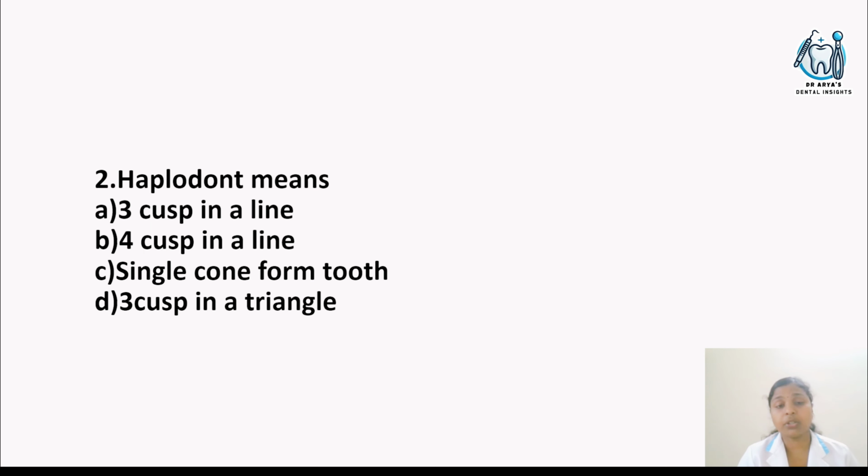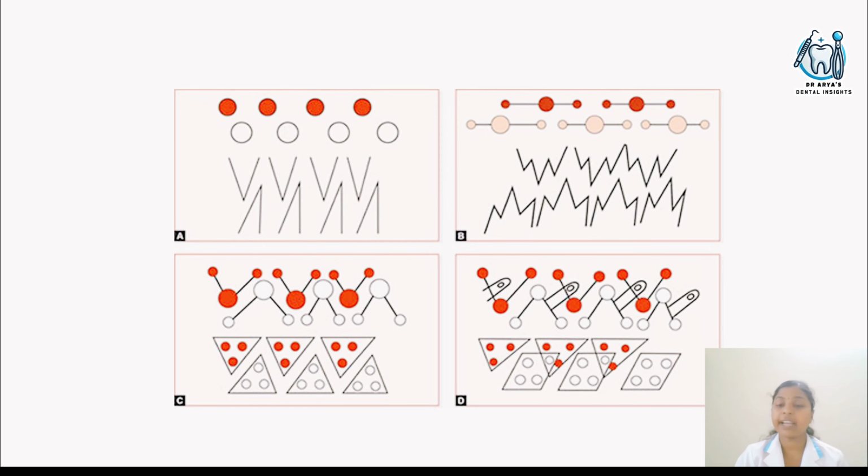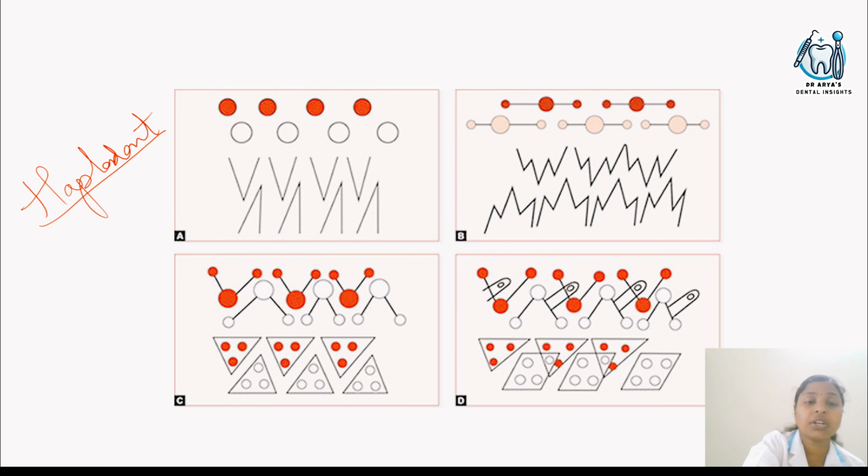Coming to haplodont. What is haplodont? Is it 3 cusp in a line, or 4 cusp in a line, or single cone form tooth, or 3 cusp in a triangle? So there are 4 phylogenetic classes of tooth forms. First one is the single cone, known as haplodont. So haplodont is single cone form teeth, and it is represented schematically by the simplest form of the tooth, that is single cone. This type includes many teeth in both jaws and is seen where jaw movements are limited to simple open and close movements. Their main function is procurement of the food.